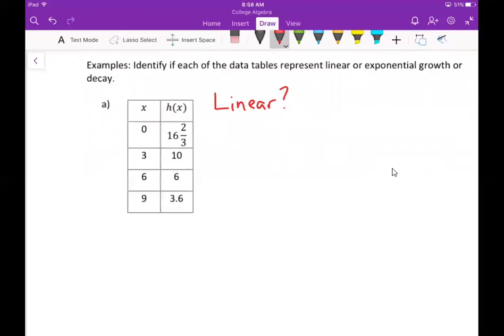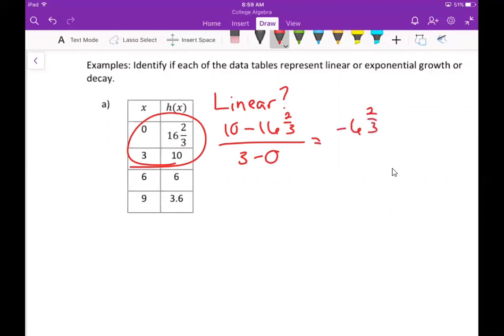You guys remember what you do to check that? You should find and see if the slope is consistent, right? If that rate of change is consistent. So we're going to first start by finding the rate of change between the first 2 points there. So find the change in y, 10 minus 16 2/3 over 3 minus 0. Grab your calculator to help you out with that. You'll get negative 6 2/3 in your numerator over 3 in your denominator, and that will give you a slope of negative 20/9 when it's simplified.